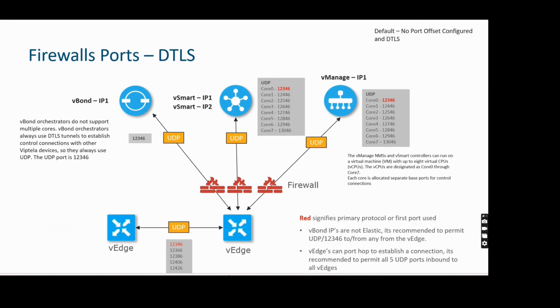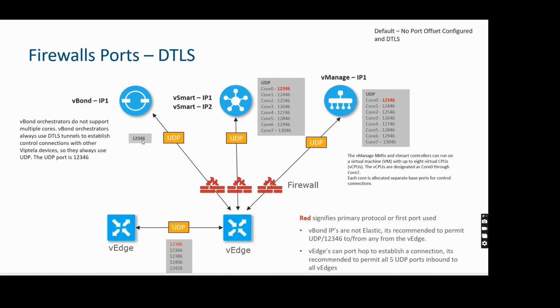Okay, now we will talk about the firewall ports, right? As we already discussed, you can remember these ports only. Mostly we use ports 12346, but as a recommendation, we ask to open all these ports for core 1, core 2, core 3. Suppose this edge is going to create a tunnel with vBond with this port. At the same millisecond, another edge is also trying to connect.